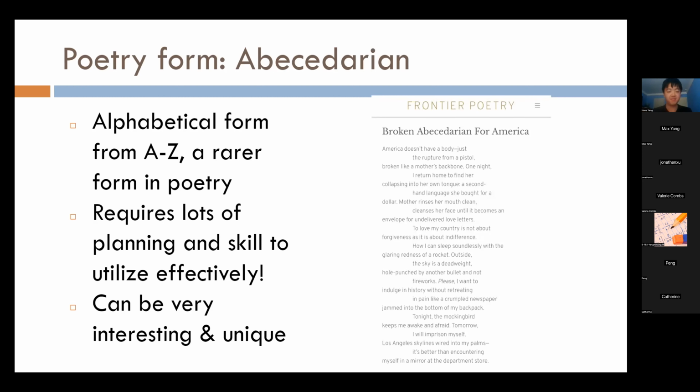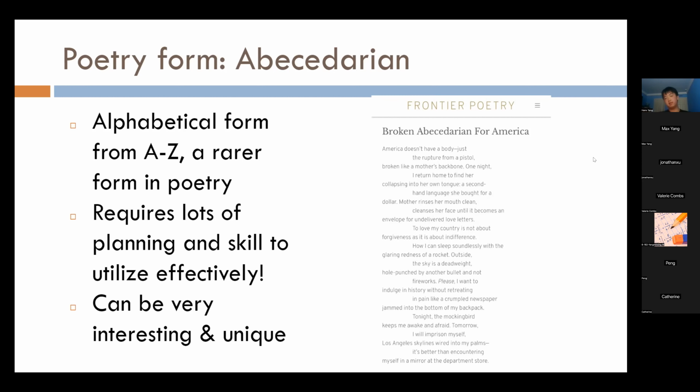Abecedarian. This is a little rarer. Basically how this works is the first word of each line, or each non-indented line, is going to go from A, B, C, D, E, F, G, H, I, J, K, all the way to Z. This requires a lot of planning and a lot of skill to utilize effectively. But it can be really interesting and unique because the poetry form isn't the most common, especially in teen writing.